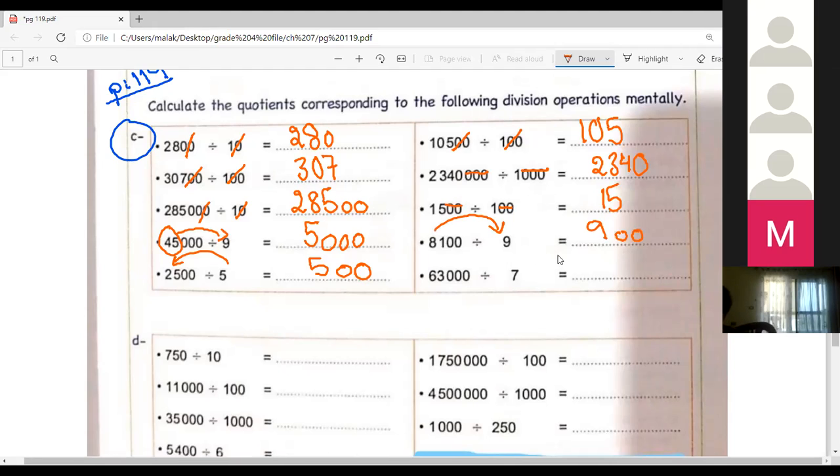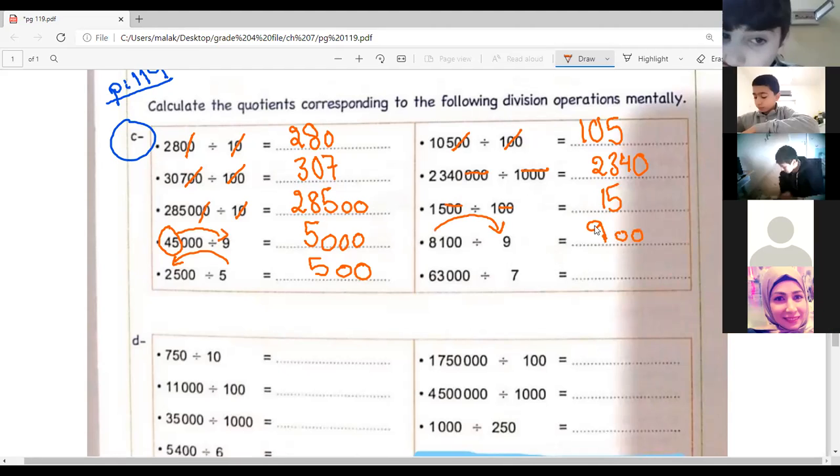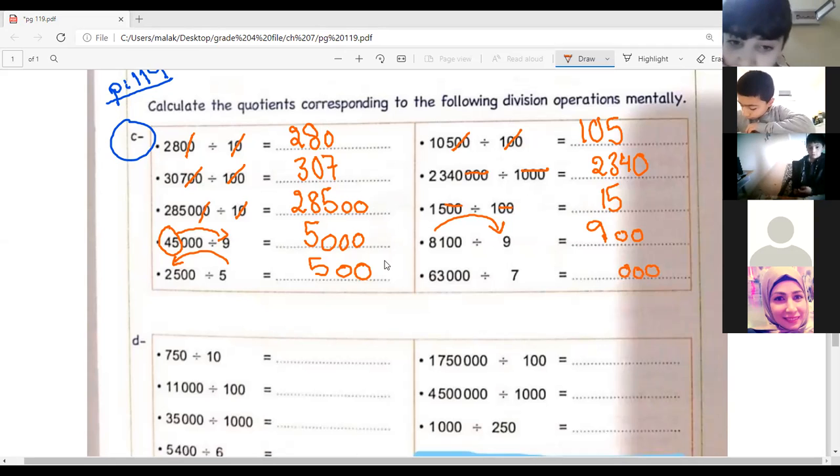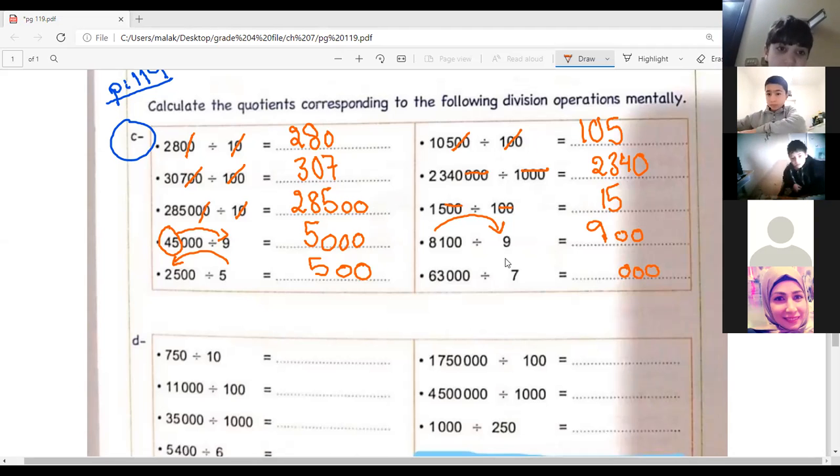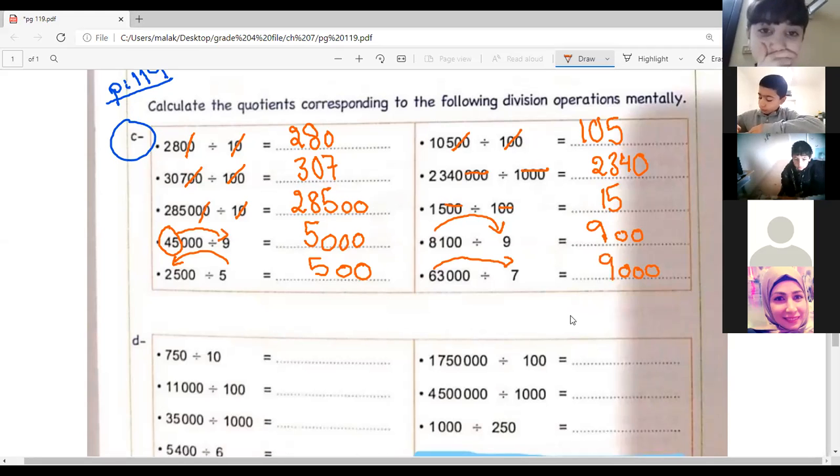Abbas Fadlallah. 63. Three zeros. Okay. Continue, Abbas. We put 9. 9, bravo. So which number in table 7 gives us 63? It's 9. Thank you, Abbas.